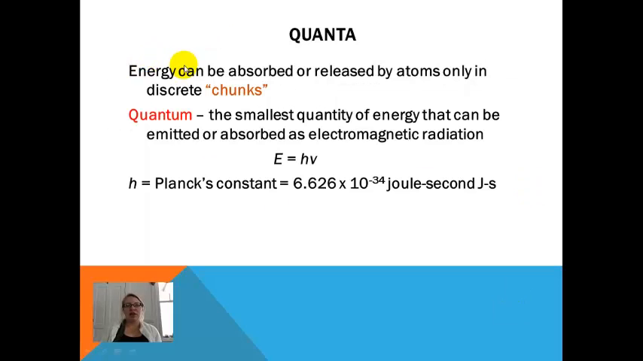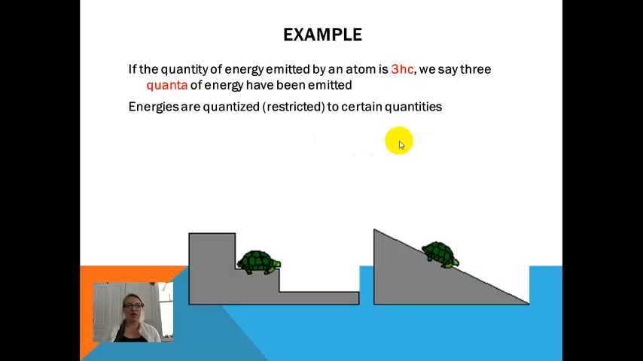So energy can only be absorbed or released from atoms in chunks, and we call those chunks quanta. And a quantum is the smallest quantity of energy that can be emitted or absorbed as electromagnetic radiation. And the energy of that quantum is equal to Planck's constant, h, times the frequency of the radiation that's being absorbed or emitted. So here's an example showing that energy is quantized, meaning that this turtle, it's more like stairs. You either absorb or release a chunk of energy. It's not a gradual amount of energy.